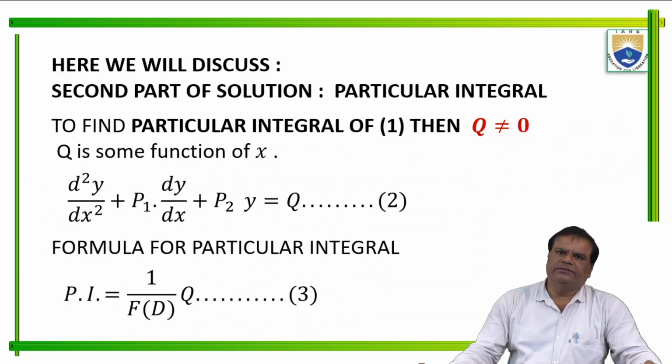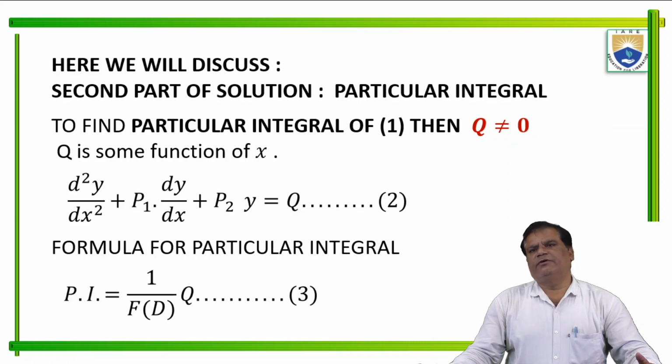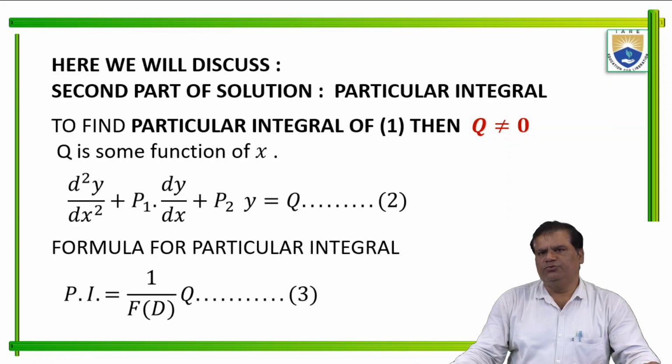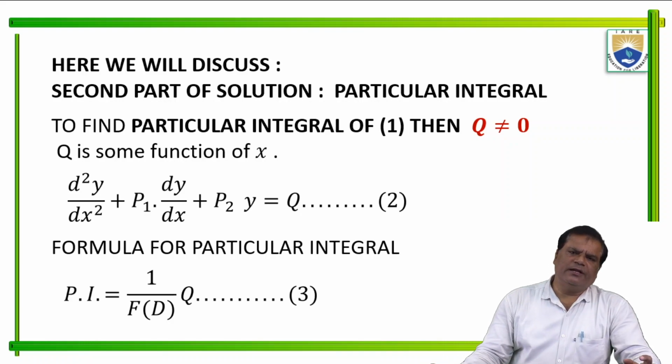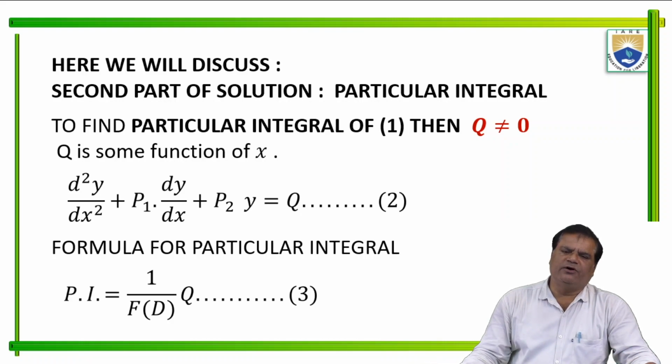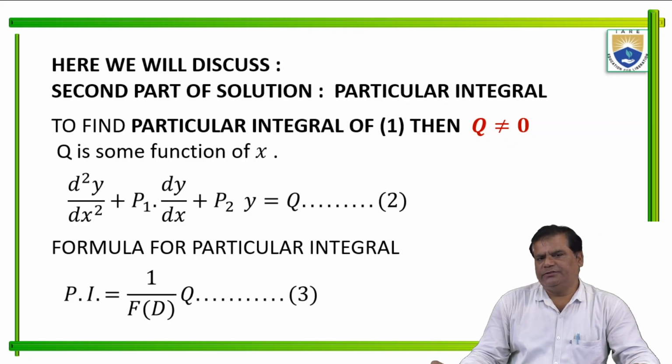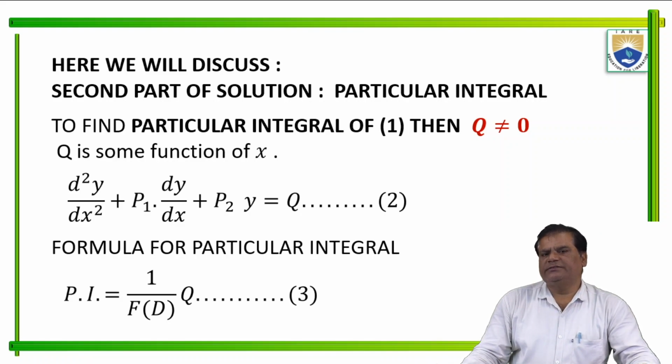Here we will discuss the second part of the solution. Mainly our focus is to find the second part of the solution, the particular integral. How can we find the particular integral of a linear differential equation with constant coefficient? Basically, the particular integral depends on the right hand side function. The right hand side function of the equation is q, a function of x. If q is changed, then the particular integral is changed. So one by one we will discuss how we can find the particular integral.